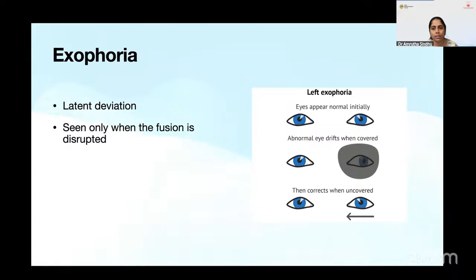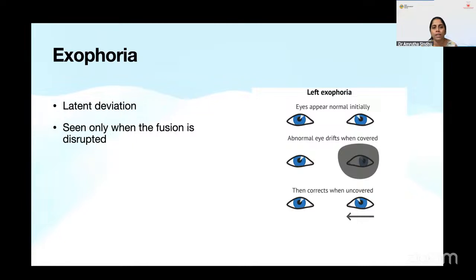So normally, when you shine a torch, you will see that the light reflex falls at the center of each pupil in both eyes. But when you cover one eye, under the cover, you can see that one eye is drifting outwards. That is when the fusion is broken. So when you cover one eye, the fusion breaks, then you will see a small amount of exodeviation. But the moment you remove the cover, you see that the eyes become straight again. So this is called exophoria.